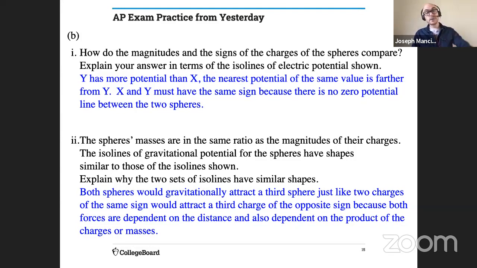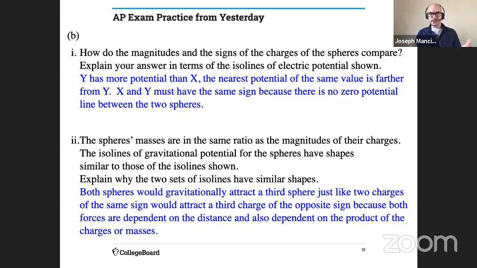So X and Y must have the same sign because there is no point between them where the potential is 0. There is no point between 2 charges of the same sign, if they're the only things around, where the potential is 0. Potential at any point is the sum of the individual potentials. And if both charges have positive potential, there's no point where a positive potential and a positive potential add up to 0.